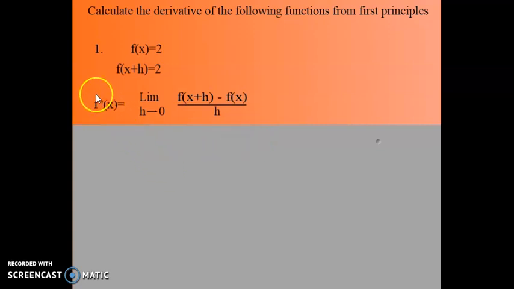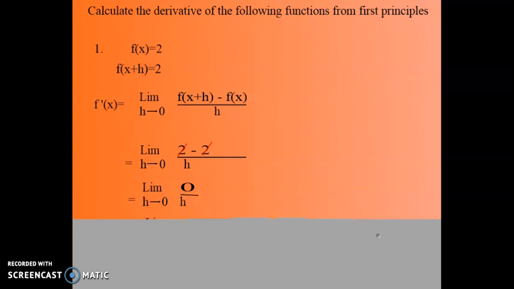The only part that we add is that the derivative of the function is equal to the limit of f of x plus h minus f of x, over h, as h tends to 0. So we have 2 minus 2. That will politely cancel out and give me 0 on top. So 0 over h, and I know if 0 is divided by any number, my answer is 0. So the limit as h tends to 0 in this case will be 0.